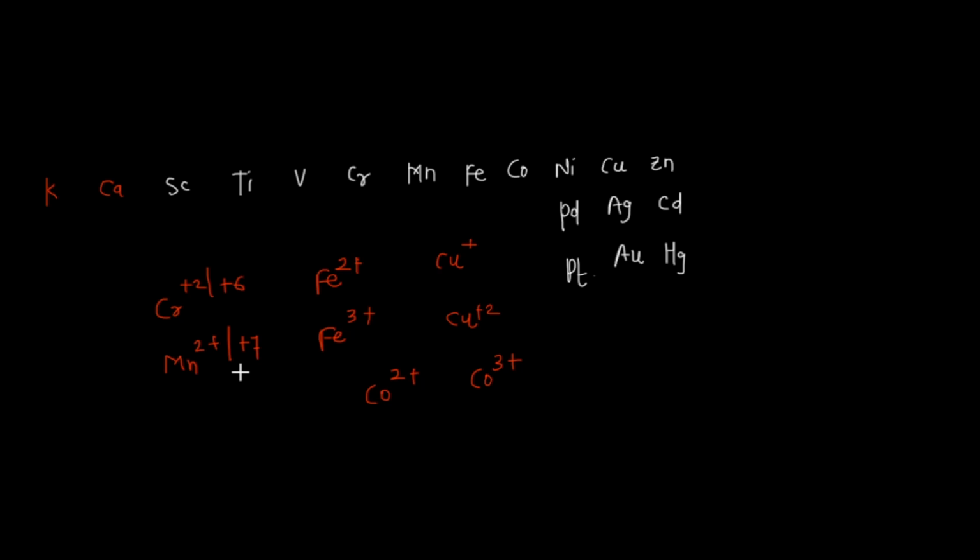Next we have the 13th group: boron, aluminum, gallium, indium and thallium. These are the 13th group elements, and these elements have 3 electrons in their valence shell. That is 3 valence electrons, and that's why they like to form ions with +3 charges. So boron +3, aluminum +3, like this.